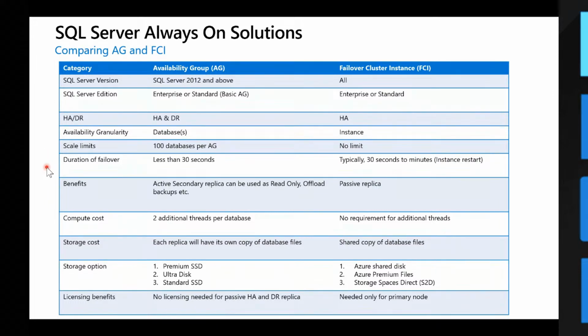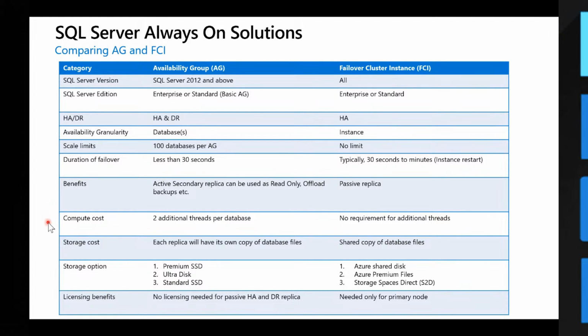In terms of failover, with AG, because you're dealing with a database level, taking out the recovery time, the failover should be less than 30 seconds. It's typically around 30 seconds to 1 minute for an FCI because you're dealing with an instance restart. And obviously the advantage with AG is that you have secondary replicas that you can use for read-only or to offload your backups, which is not possible in FCI.